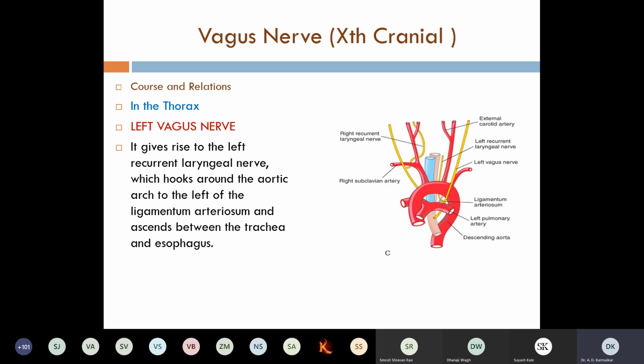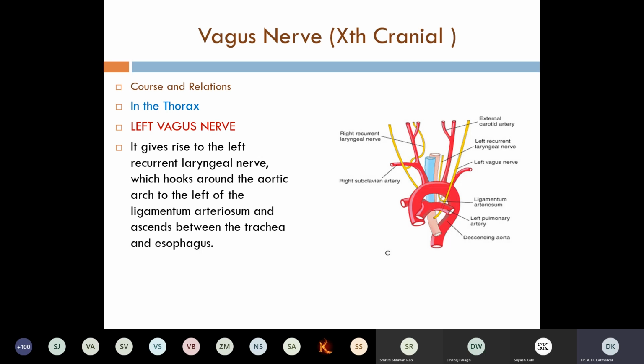Just before going, we have to know the relation of the left recurrent laryngeal nerve. As we know, the right recurrent laryngeal nerve winds around the right subclavian artery. But here you should know the embryology part. I'm not going to explain it here, but go and read it, because this question is frequently asked in the exams, in the viva, and in the theory.